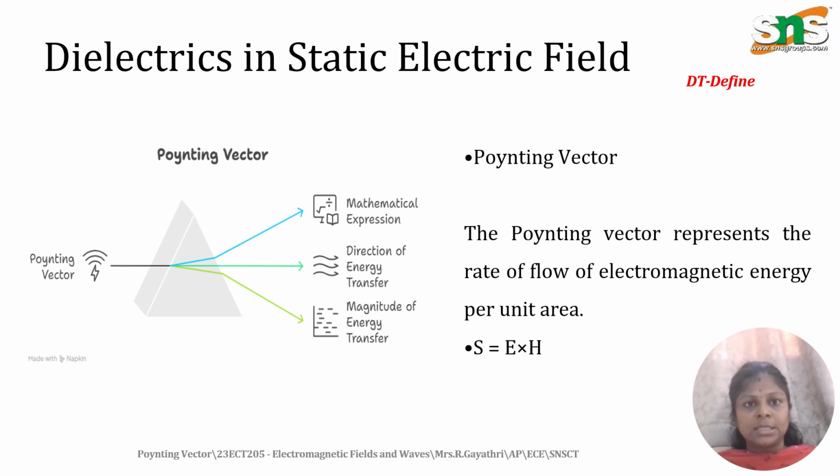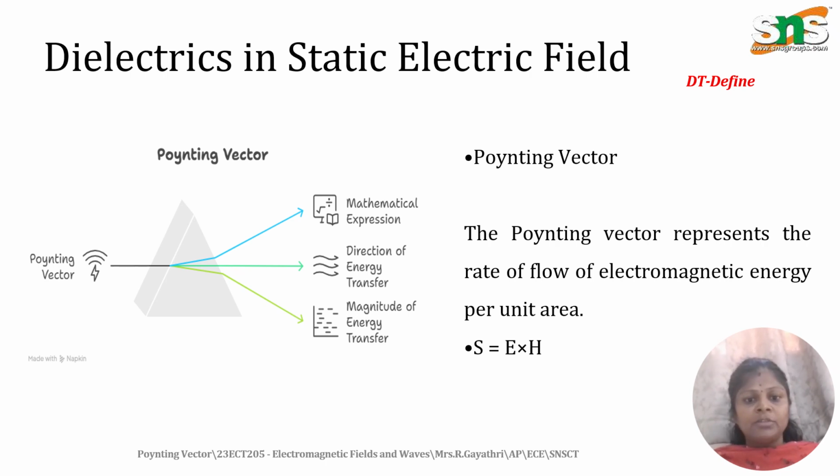When there are charges, the electric field will be generated. In turn, when the electric field is present, the magnetic field will also be present. So the electric field and magnetic field are related to each other. With the help of this electric and magnetic field, the electromagnetic energy's rate of flow is defined with the help of the Poynting vector. The Poynting vector is defined as S, which is equal to E cross H vector.